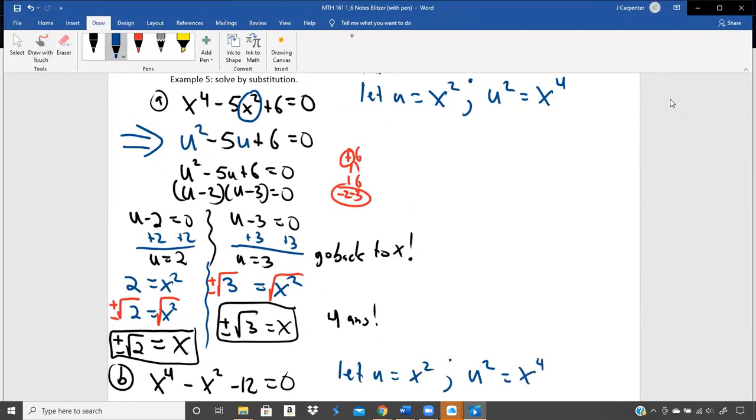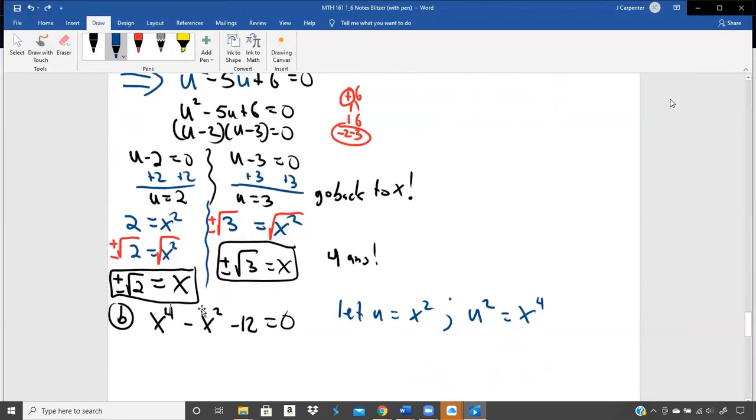Let me just verbally say another scenario. If this first one was an x to the sixth and this middle one was an x to the third, then your u would be x cubed and the u squared would be x to the sixth. If this was x to the 10th minus x to the 5th, your u would be x to the 5th, your u squared would be x to the 10th. It's as simple as doubling the exponent.